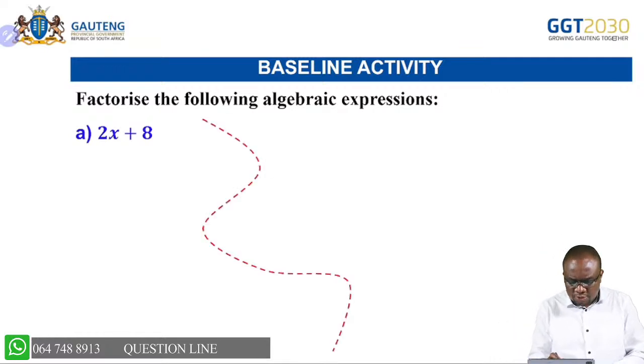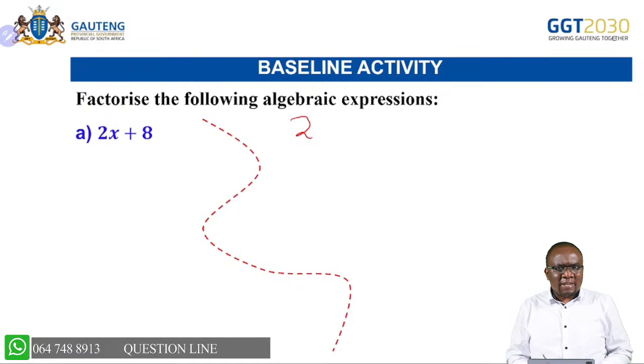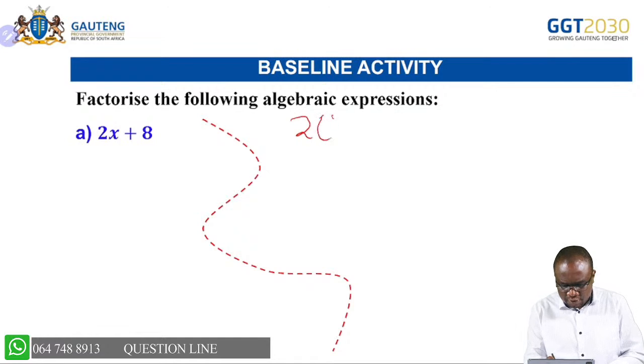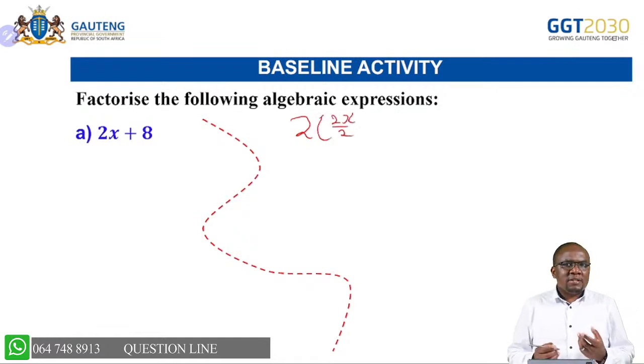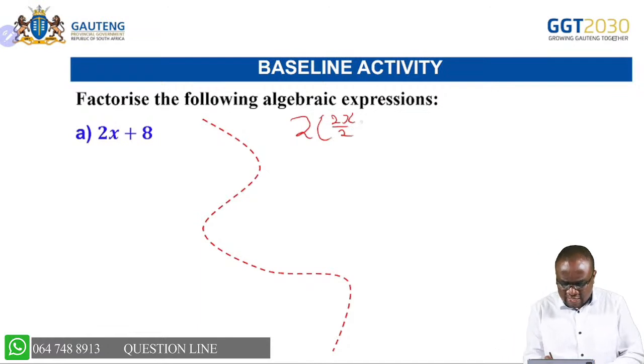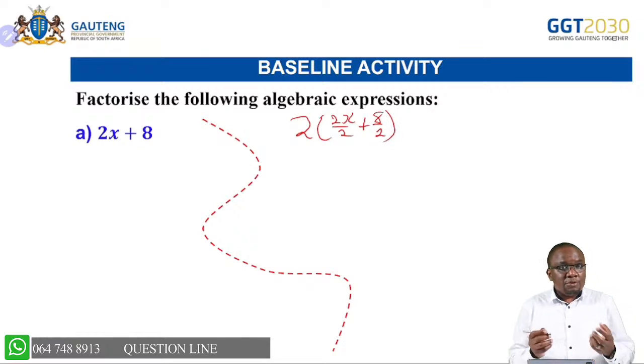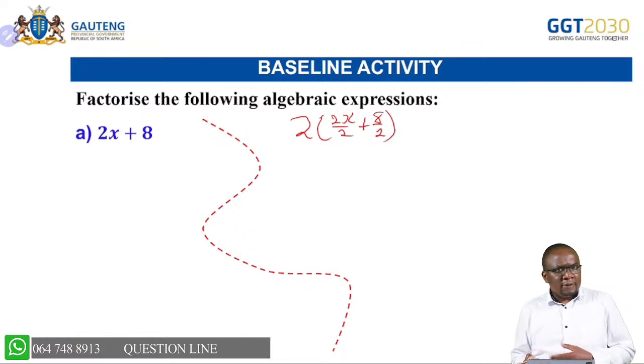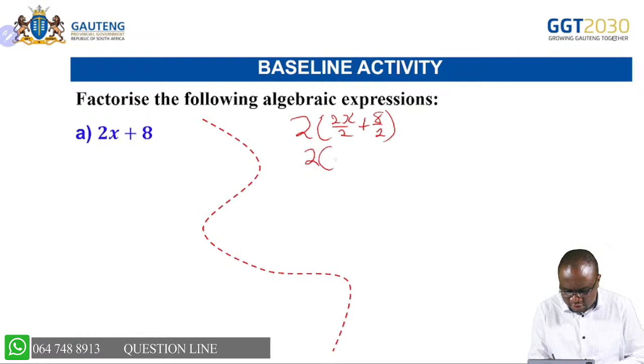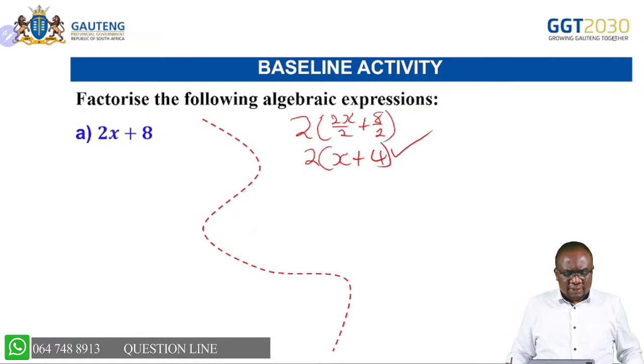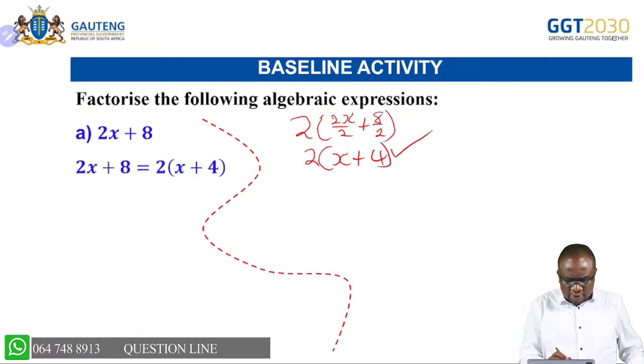So what you do, you factor out 2. So now we're going to say 2 outside the bracket. And then what do we do inside the bracket? We divide each term by that highest common factor, isn't it? So it's going to be 2x divided by 2. Like I said, you can skip this step, I'm just showing you so that you can understand where we're getting this. And then 8 divided by 2. You can say 2x divided by 2 is x, and 8 divided by 2 is 4. So this is going to be x plus 4. This is our answer. You see that? Can you mark that? Now, this is the answer there.